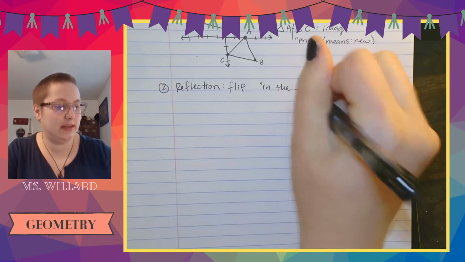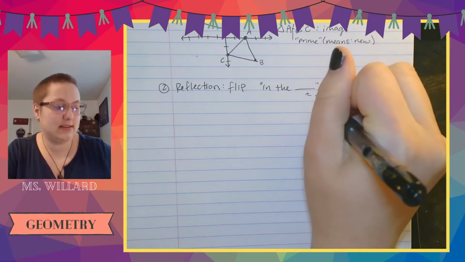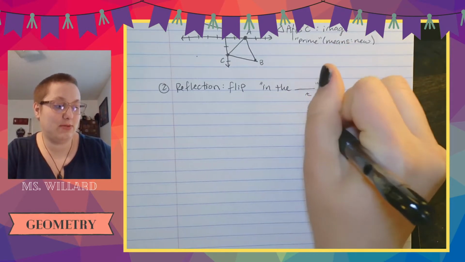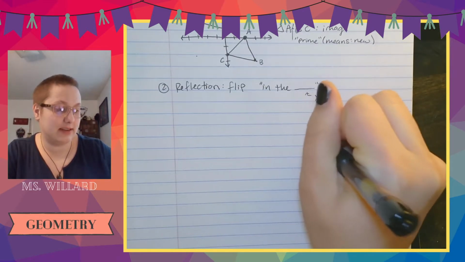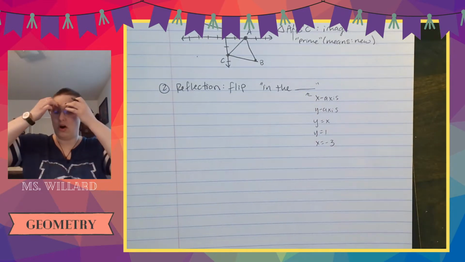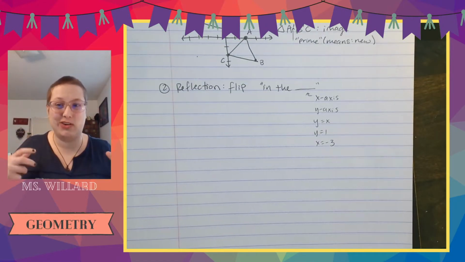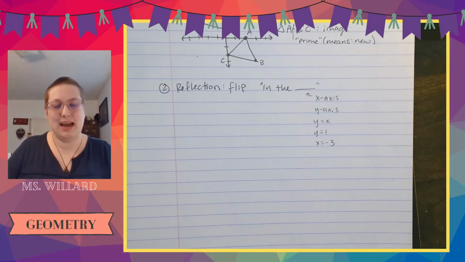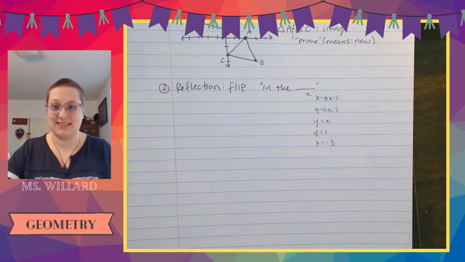So this could be the x-axis. This could be the y-axis. This could be the line y equals x. This could be a line like y equals 1 or x equals -3. And so all of those, I think you know how to flip things, but I want to identify all these axes for you. And I might as well just do an example while I'm at it because I want to make sure that you are feeling successful.